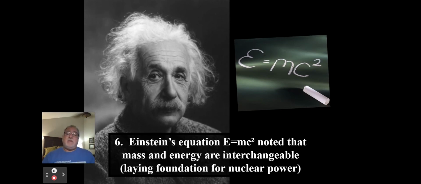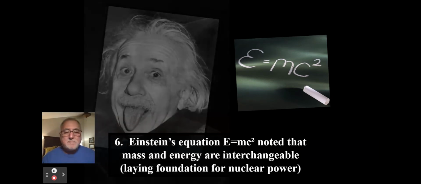Einstein's equation, E equals mc squared, noted that mass and energy are interchangeable. And this lays the foundation for nuclear power. If only he had known. I mean, eventually he finds out, but you know what I'm saying.